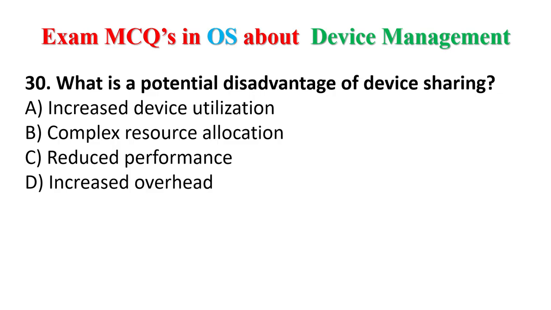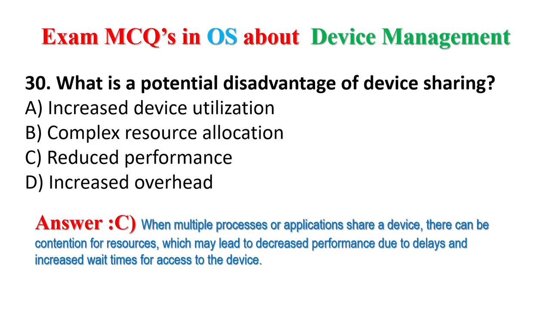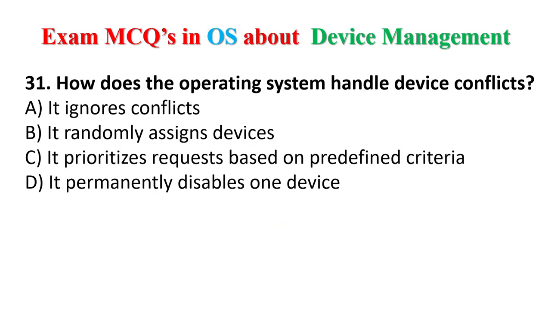Question number 30. What is a potential disadvantage of device sharing? 31. How does the operating system handle device conflict? It prioritizes requests based on predefined criteria.